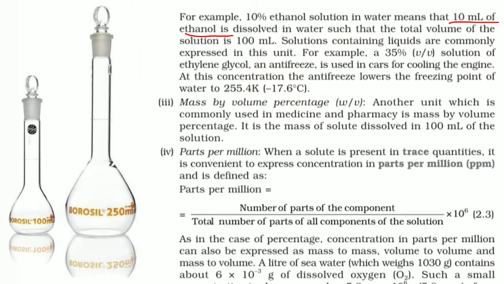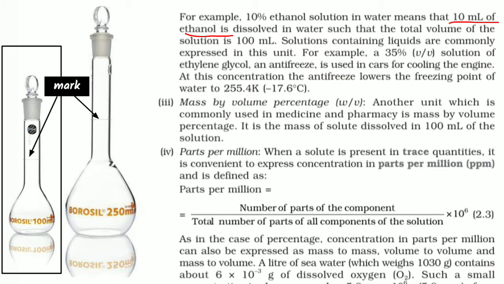Okay, so each and every volumetric flask has some marks. One ring is there like this. Let's suppose this is your 100 ml volumetric flask, and this mark represents that if you fill some solution or solvent up to this mark, then this mark will indicate the volume of that solvent inside that volumetric flask.